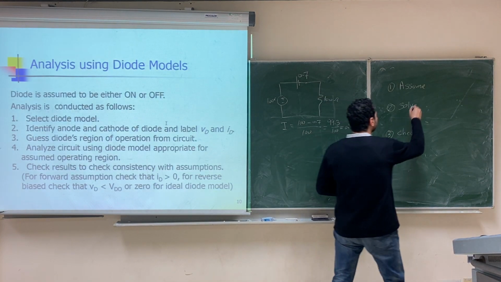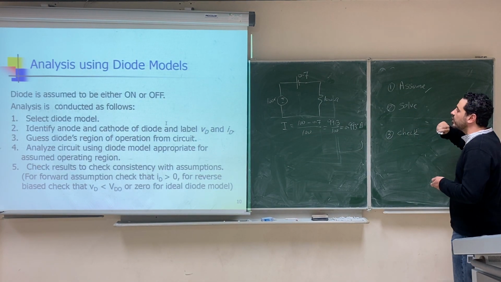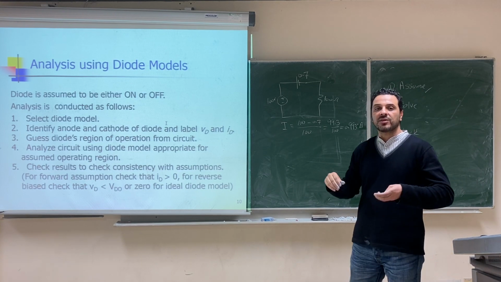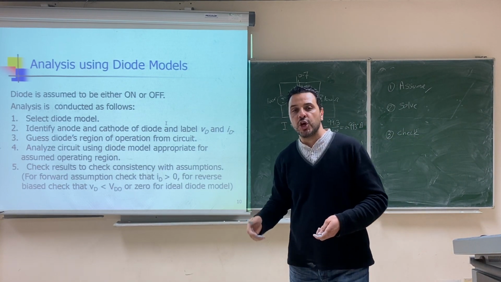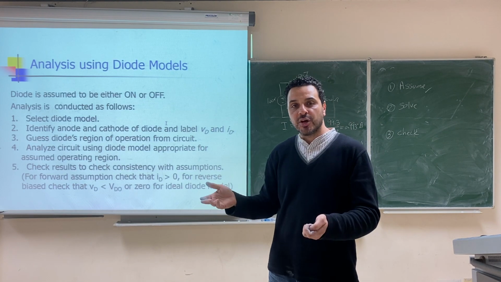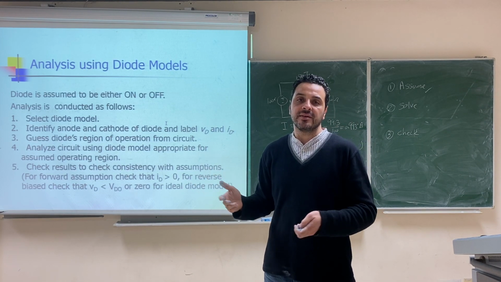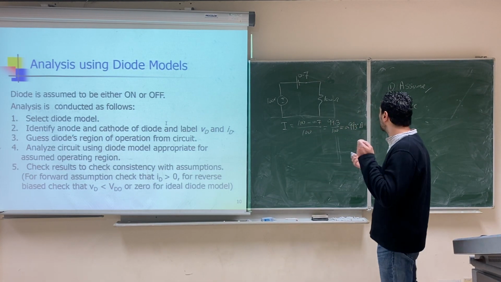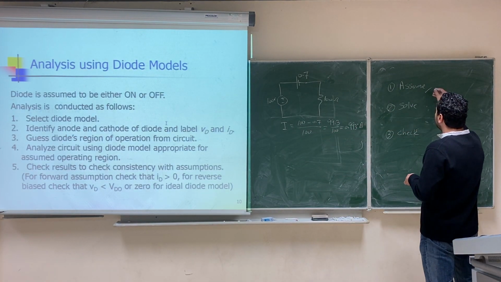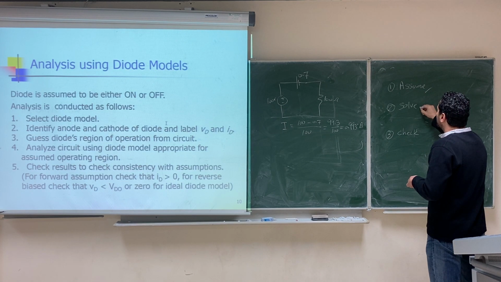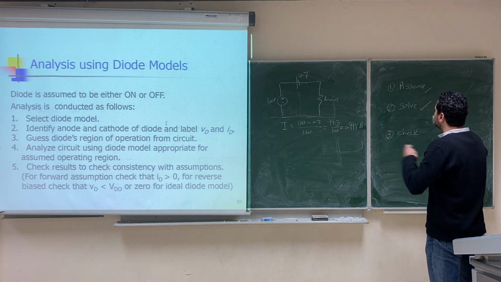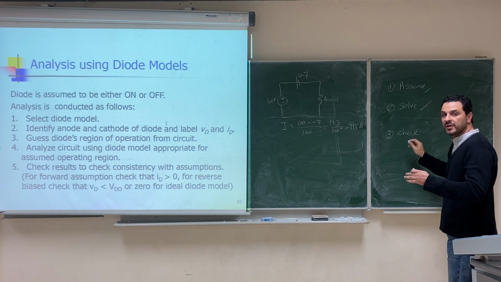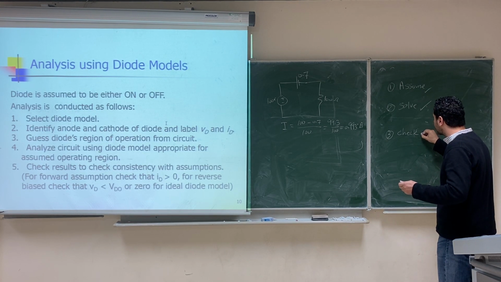Once you assume the status of each diode, you replace it with the model. So either you replace it with an open circuit if you assume it's off, or you replace it with the model of the on, whether it's a short circuit or a battery and resistor, if you assume it's on. And then once you replace the diode with the model, you solve the circuit, you calculate everything about the circuit, and after that you have to check.